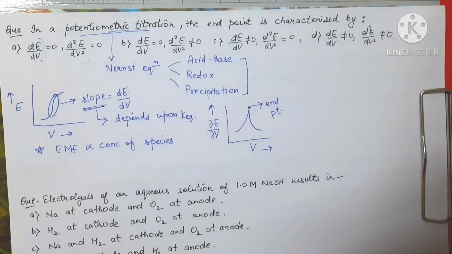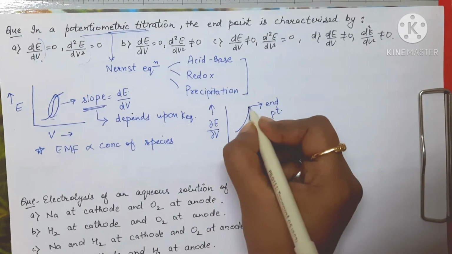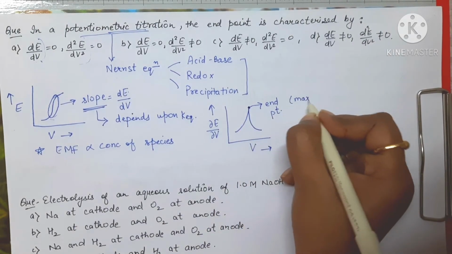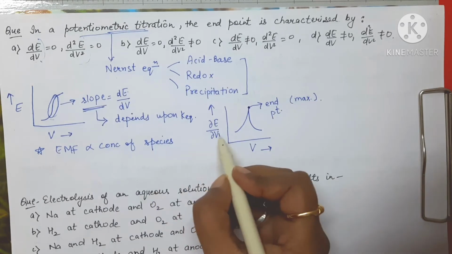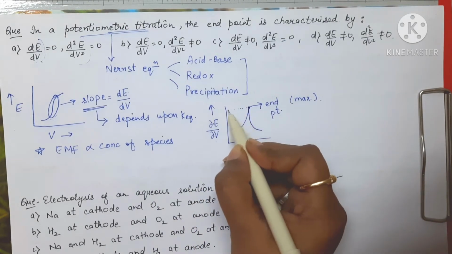Okay, now at the end point, this value of dE by dV will be maximum, right? This we can see from the graph also. So at end point, dE by dV value is maximum.